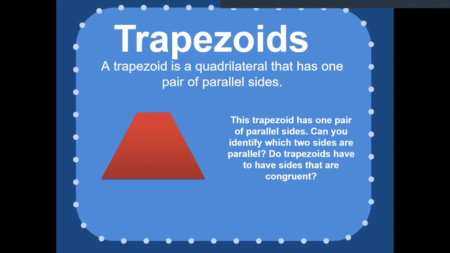Do trapezoids have to have sides that are congruent or the same length? Think about that. Does a trapezoid have to have sides that are the same length? What do y'all think? Somebody got a guess, yes or no? No, it doesn't have to. Because if you look at this one, it's a lot longer than this one up here. These on this trapezoid are probably the same length, but a trapezoid doesn't have to look just like this. It could look a little bit different.